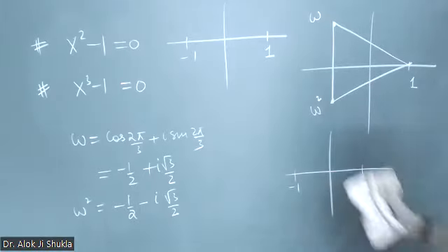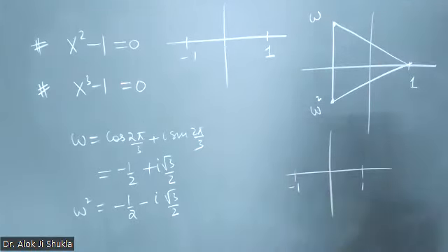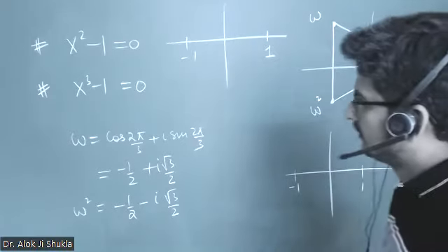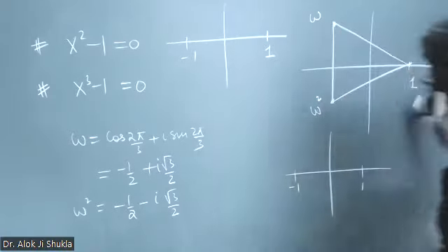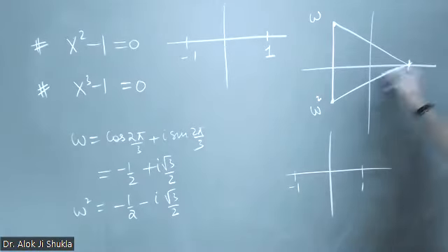Sir, how did we plot omega and omega square there? How did we take the points of omega and omega square, sir? I did not understand. One is on the x-axis, we took that, but omega and omega square, I didn't understand. So what is omega? Tell me.